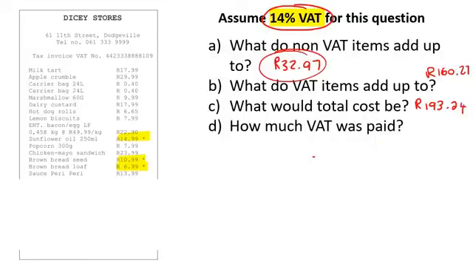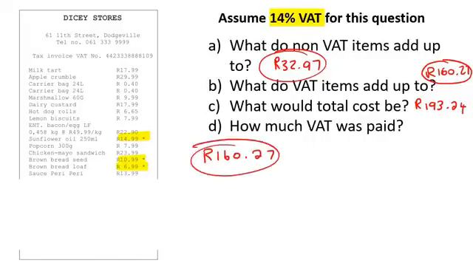Now, how much VAT was added? Now, here's where learners make mistakes. What they do is they take the VAT items. That part's correct. We must look at the VAT items. I do agree with that. But then they just say 14% of that number, because we're using 14% here. They just say 14% of that number, but then they never get the correct answer. Remember that that's not the way to do it.